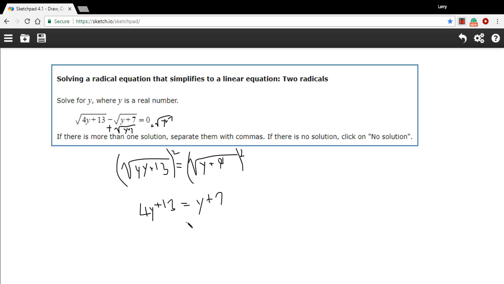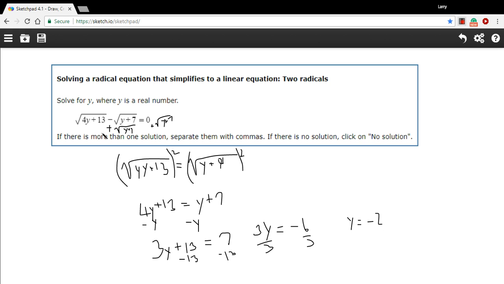And let's see, I can subtract y from both sides to get the variable just on one side. I've got 3y plus 13 equals 7. And then I'll subtract 13 from both sides. And I get 3y equals negative 6. And divide by 3. And I get y equals negative 2.